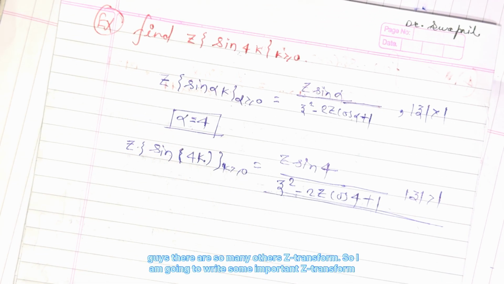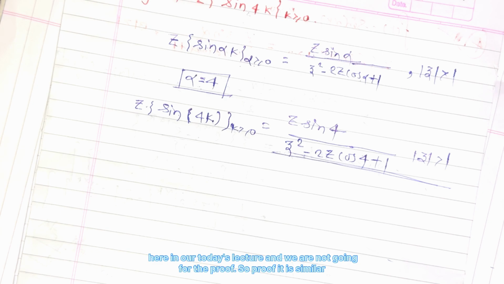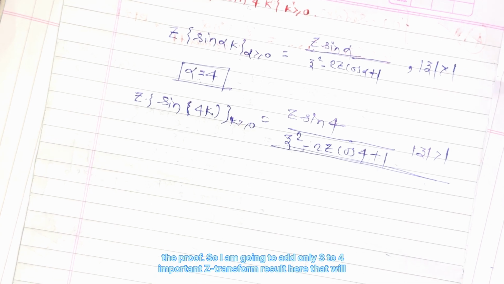Now see that, guys, there are so many other Z transforms. I'm going to write some important Z transforms here in today's lecture, and we are not going for the proof, as it is similar to our previous lecture. If you want to see the proof, you can comment in the comment section. I'm going to add only 3 to 4 important Z transform results here that will be helpful for us.